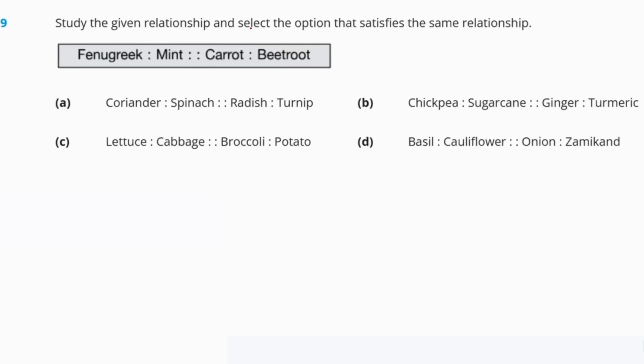Study the given relationship and select the option that satisfies the same relationship. Fenugreek, mint, carrot, and beetroot. Fenugreek and mint are leaves. Carrot and beetroot are examples of roots. Okay, we need to find the same relation basically. So coriander, spinach, radish, and turnip. This would be our answer here.